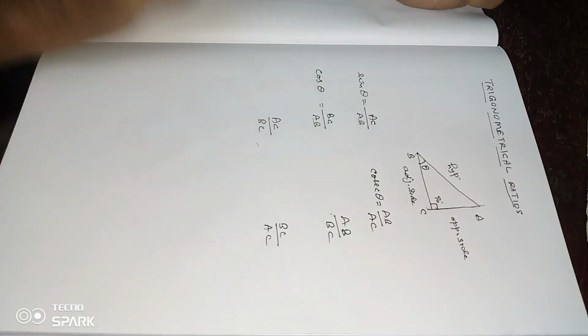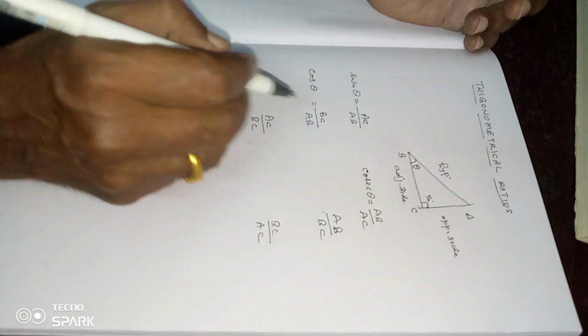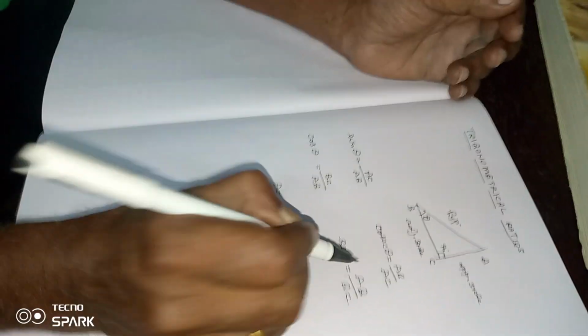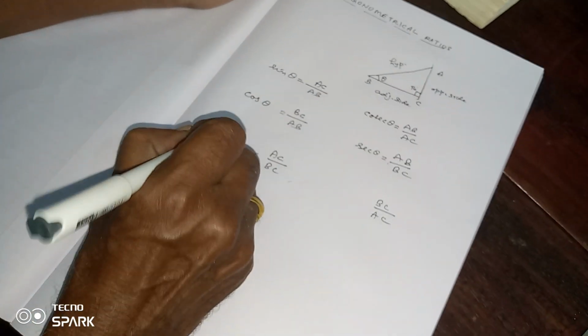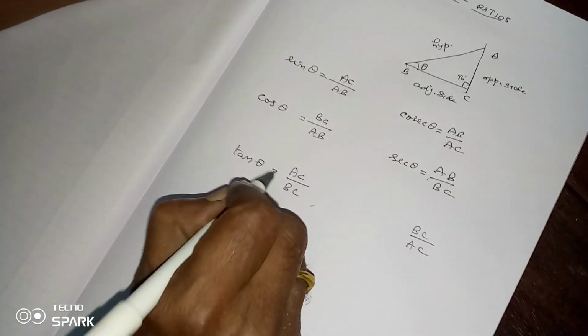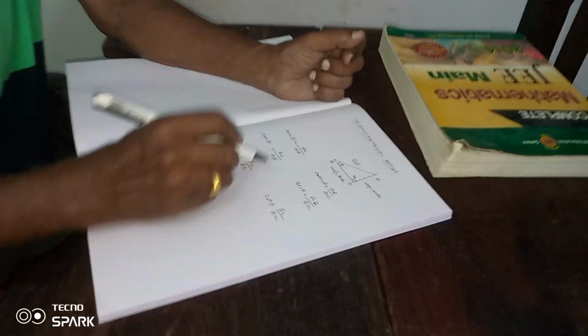The reciprocal of cos theta is secant theta, sec theta. And this ratio opposite side by adjacent side is tan theta, tangent, and its reciprocal is cotangent or cot theta. So these are all the various possible ratios of these three sides, taking two at a time.